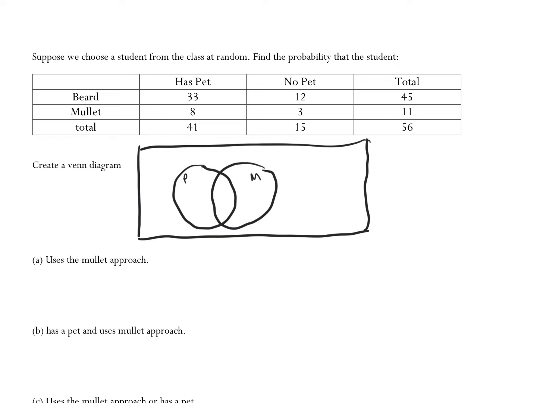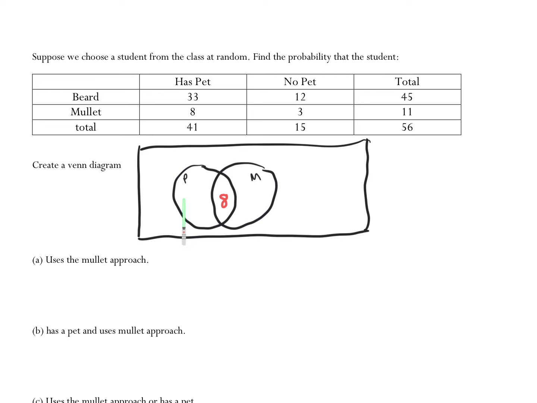Okay? Now, this section in the middle, what would this represent? People who have pets and use that mullet style of toilet paper. Everybody good? Okay. And how many people is that? 8. So those 8 people go in the middle. All right, next.